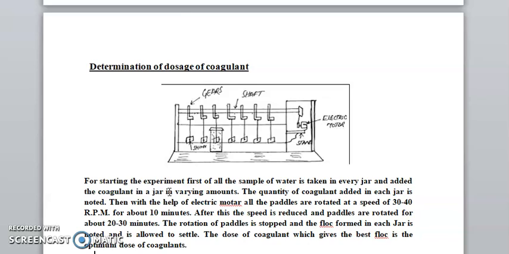Seven jars, and different coagulant added in different amounts. The quantity of coagulant added is noted. With the help of the paddle, they rotate at 30 to 40 rpm for 10 minutes. After this the speed is reduced and the paddles rotate for about 10 to 20 minutes. After the rotation of the paddle stops, the floc formed in each jar is noted and allowed to settle. The dose of the coagulant which gives the best floc is called the optimum dosage of the coagulant.